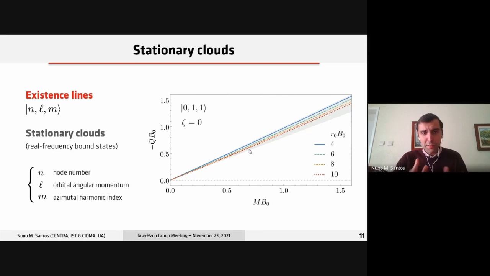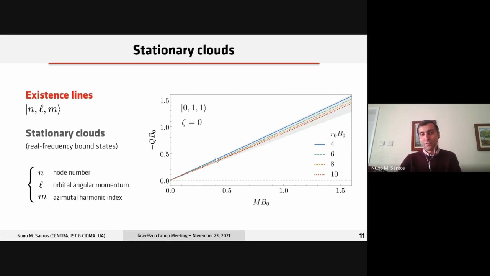Okay, so this plot in particular shows the existence lines for stationary clouds with n equal to 0 and L equal to m equal to 1. And these particular solutions satisfy a Dirichlet boundary condition. And we have here a plot for different values of R naught times B naught. Okay. By the way, you get similar results for different Robin boundary conditions. I'll just present this example because they are very similar. Let me make a few comments about this plot.